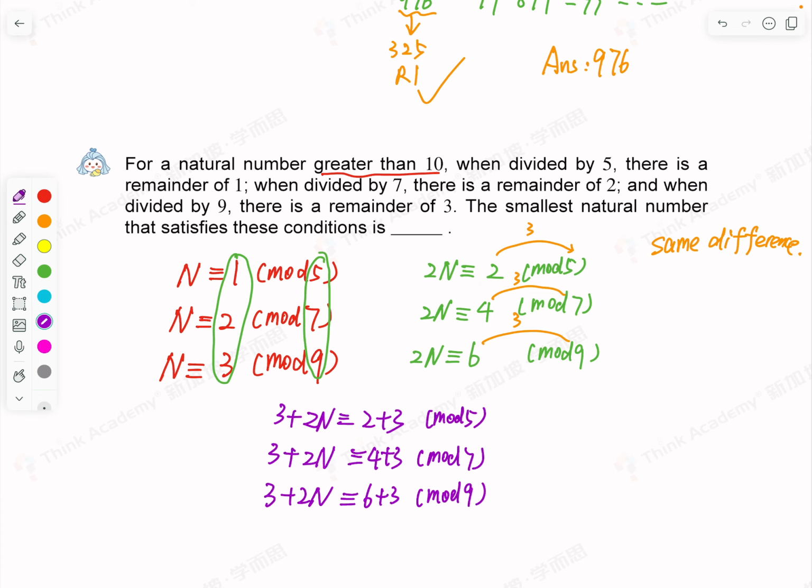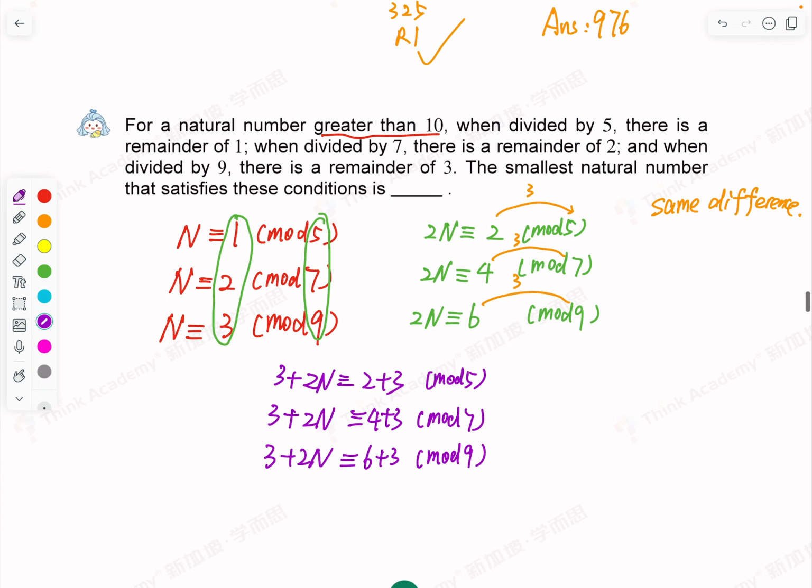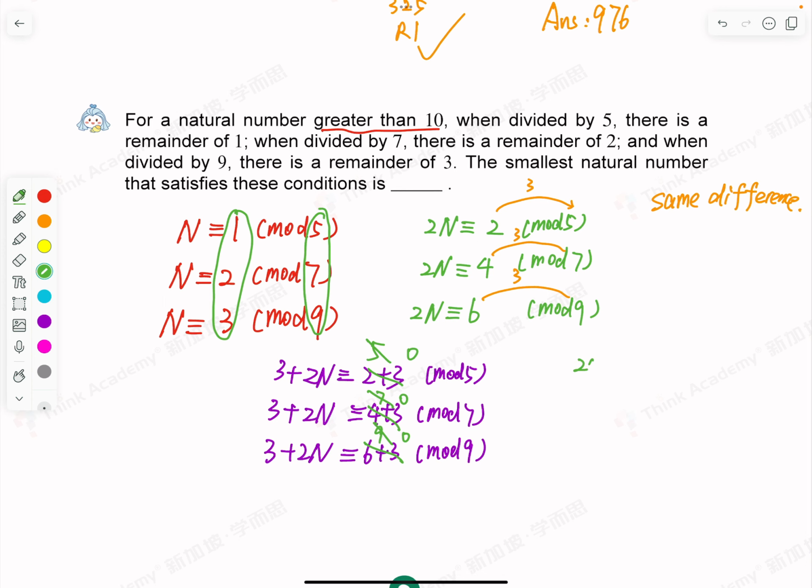Okay, so these are the 3 things I can find. So this time 2 plus 3 equals 5, and 5 mod 5 is 0. 4 plus 3 equals 7, 7 mod 7 is 0. 6 plus 3 equals 9, 9 mod 9 is 0. So that means 2n plus 3 must be a multiple of the LCM of 5, 7, and 9.